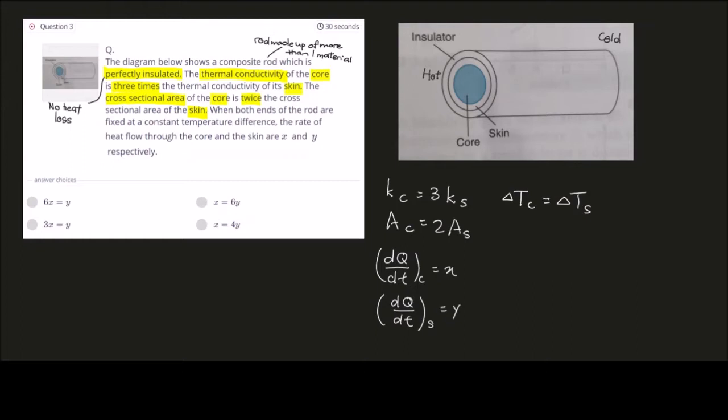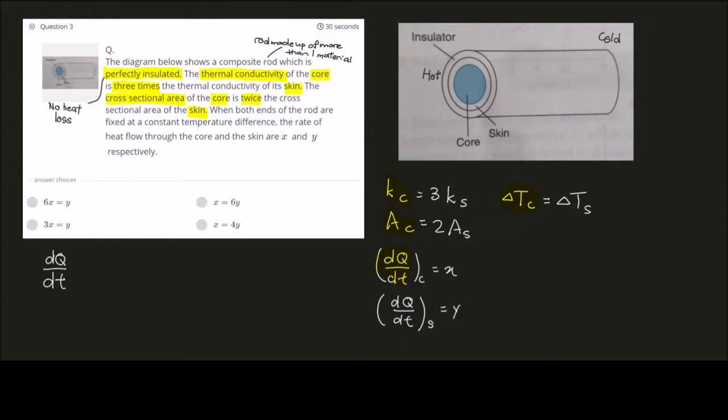So the thing is, how should we compare this? Okay, what we can do here is they tell us something about the relationship for thermal conductivity, and they tell us something about the cross-sectional area, and they tell us something about the difference in temperature between the two ends. So I think if you see these three things and you see they ask you to compare dQ/dt, for sure you know that this equation will be used here.